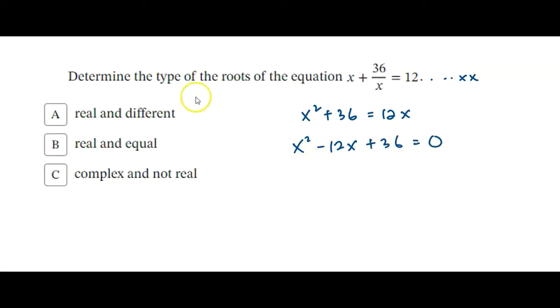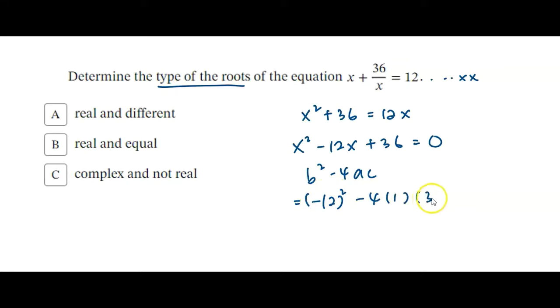We want to know the type of roots, so I will just check b squared minus 4ac, where b is negative 12 squared, minus 4 times a, which is 1, times c, which is 36. You get 144 minus 144, that produces 0, meaning that if b squared minus 4ac equals 0, then you have real and equal roots.